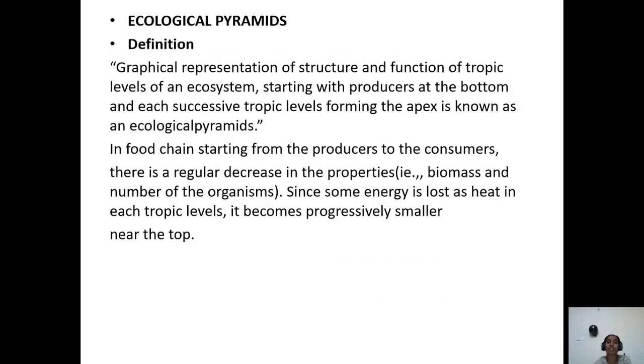Ecological pyramids. The graphical representation of the detailed note about one ecosystem is called an ecological pyramid. In this ecological pyramid, the base is about the producers, the second is about the herbivores, the third is about the primary carnivores and secondary carnivores, and the apex level deals with the tertiary carnivores.